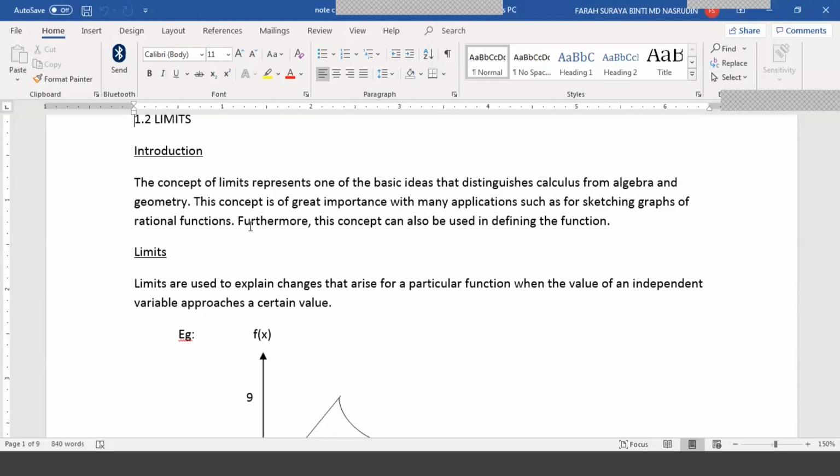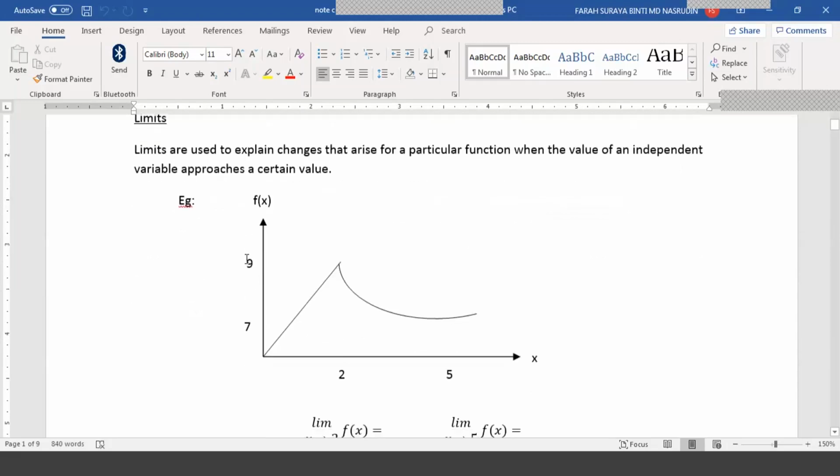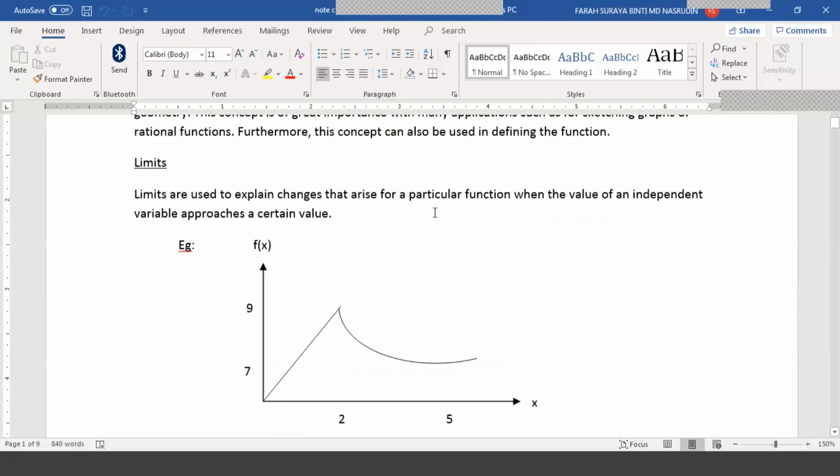Okay, limit, okay. Maksud limit, limits are used to explain the changes that arise for a particular function. Okay, perubahan yang kita nak tahu terhadap function when the value of an independent variable approach a certain value. Okay, independent variable. Contohnya kalau dalam function f of x, so x is the independent variable. So we want to know when the value of x approach a certain value, so what will happen to that function? So that's the concept of limit.